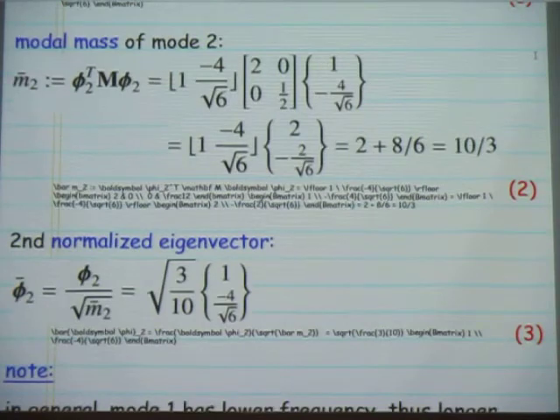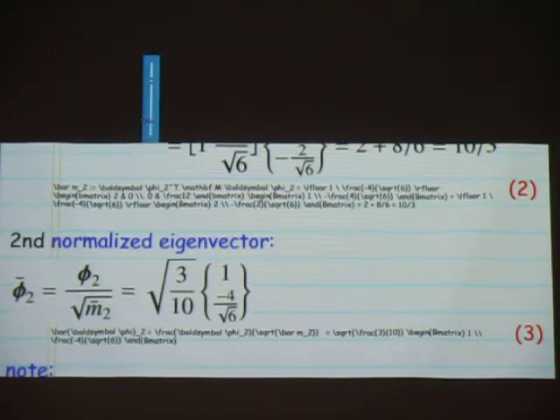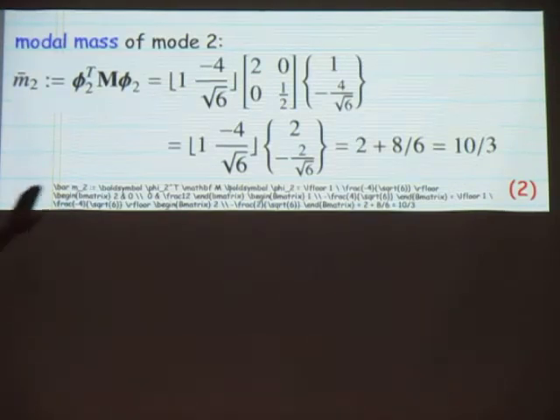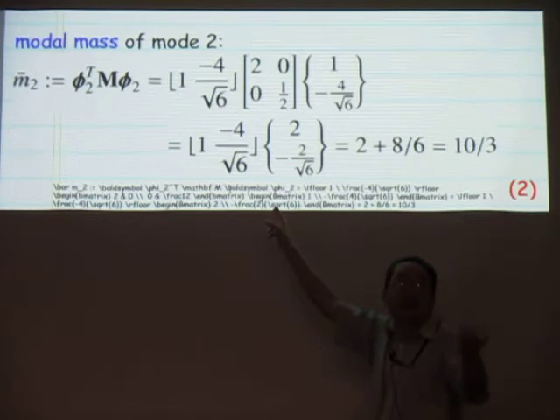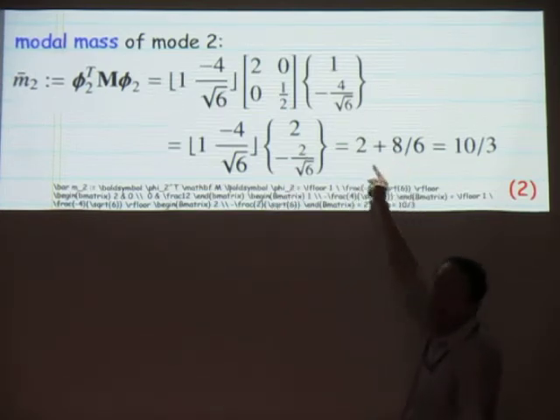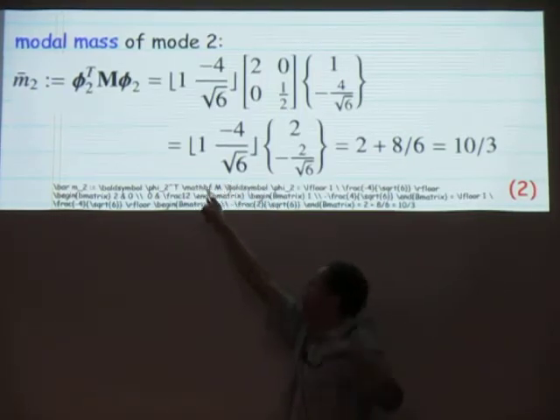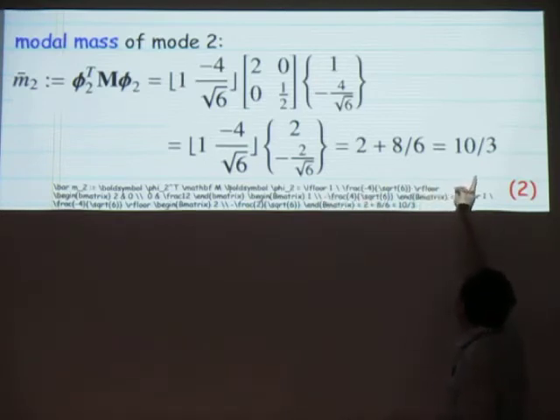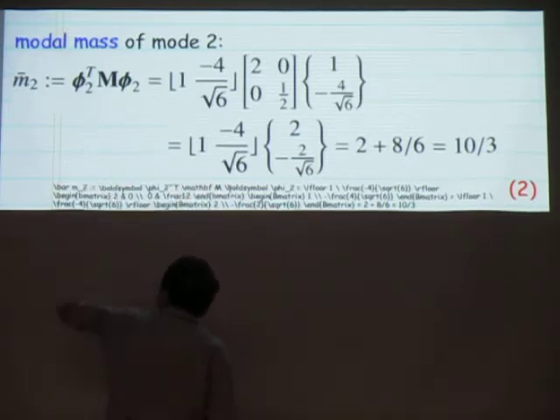normalized eigenvector. Let me quickly review. First you find the modal mass for mode 2. That is simply phi2 transpose times the mass matrix times phi2, the second eigenvector. The computation is just putting in the numbers, the coefficients for phi2, the column matrix, 1, minus 4 over square root of 6. The transpose is a row matrix, 1, minus 4 over square root of 6. The mass matrix is a diagonal matrix, 2, 1 half, and then multiply out, you get 10 over 3. So 10 over 3 is the square of the generalized length, and that's called the modal mass M2 bar.